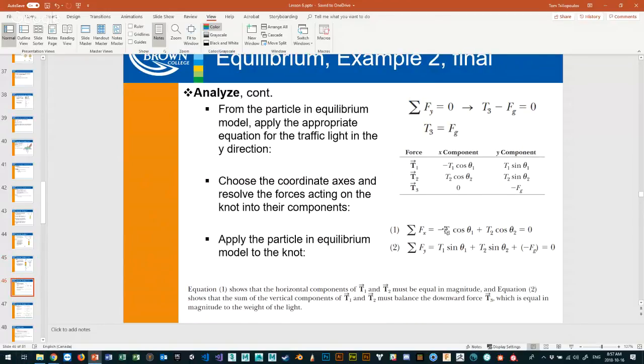So if you see that, negative T1 cos theta 1 plus T2 cos theta 2 is equal to 0. And the same thing goes on the y-axis: T1 sine theta 1 plus T2 sine theta 2 plus a negative force of gravity, all that together is equal to 0, right? So we have sine theta 1 and sine theta 2.